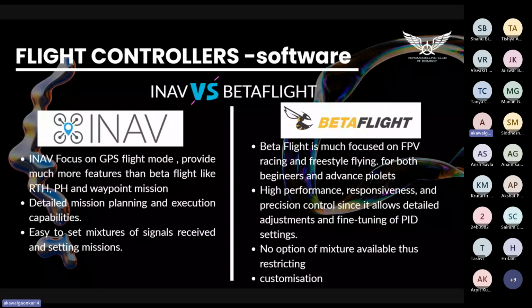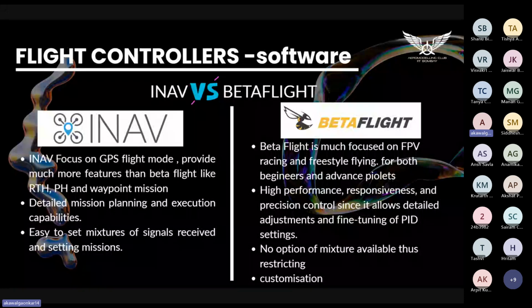Also, INAV is easy to set up mixtures of signals received and settings. What can you do on INAV? You can do easy mixing. You can try multiple configurations. But in Betaflight, mostly you have to build quads. In INAV you can make VTOLs and fixed wings. But in Betaflight, you have to make only quads, and there is no option of mixing available. Also customization.